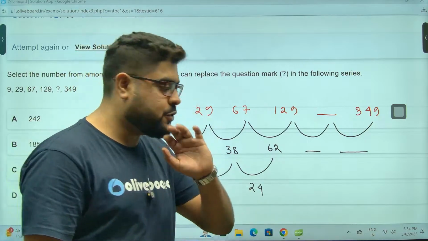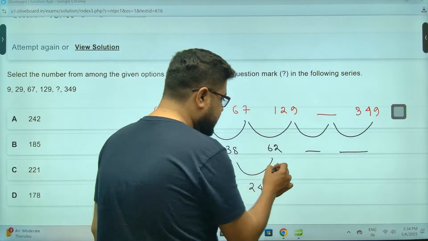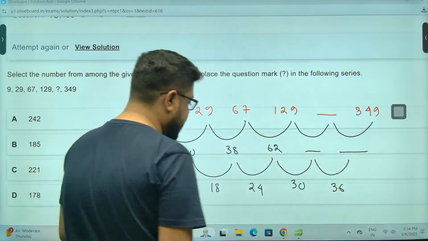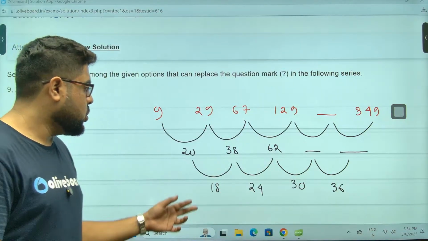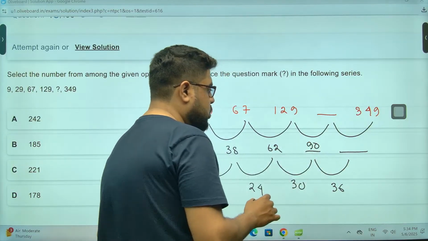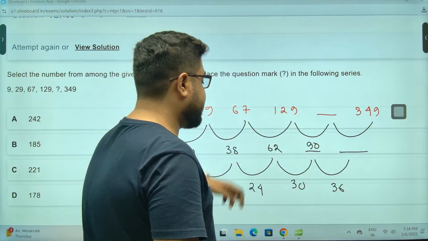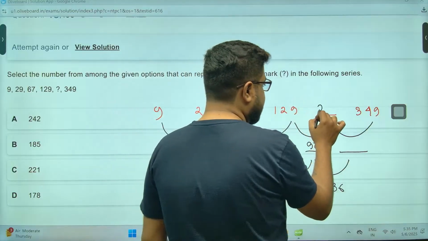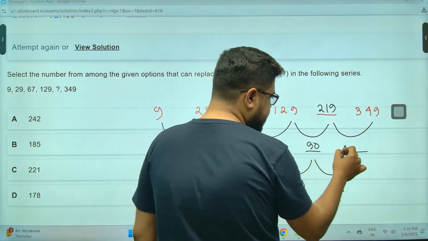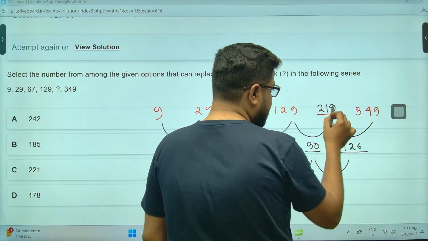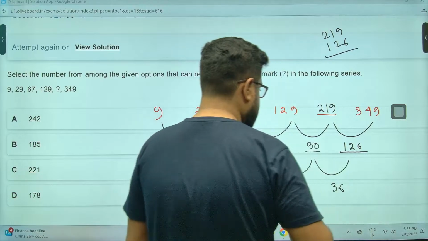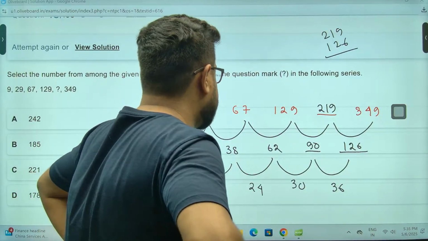By that logic, I have to check because I have only very limited values. It has to be a 30 gap, then a 36 gap, if I'm increasing by 6. So 62 plus 30 will be say 90. And 129 plus 90, that is 229 minus 10, 219. Now let's check whether this is matching or not. If this is 36, this will be 126. 126, 219, 126. No, it's not matching.